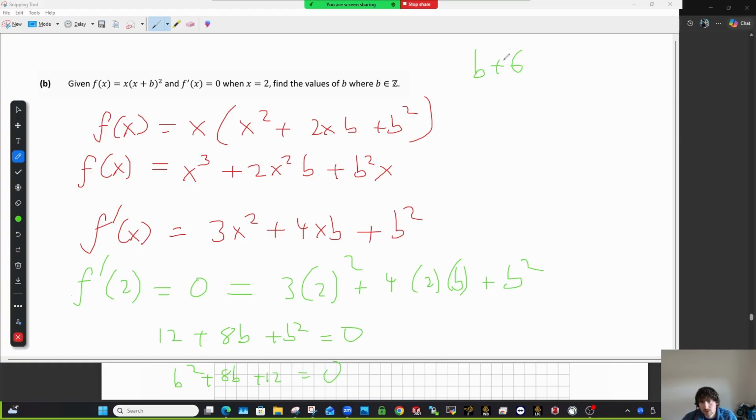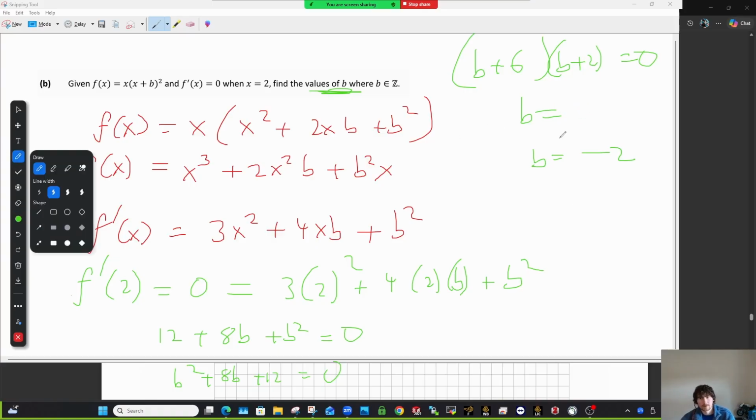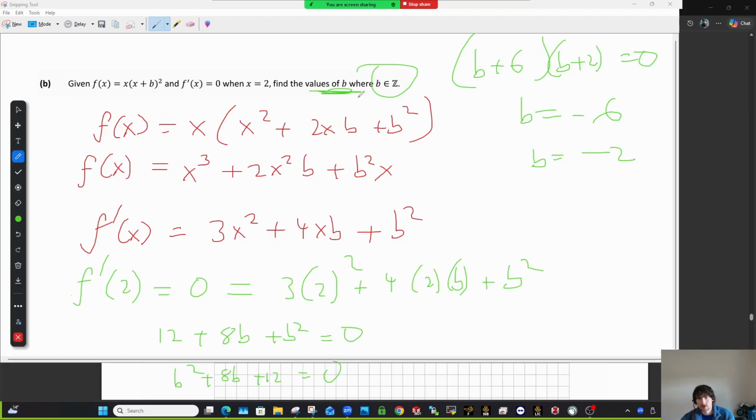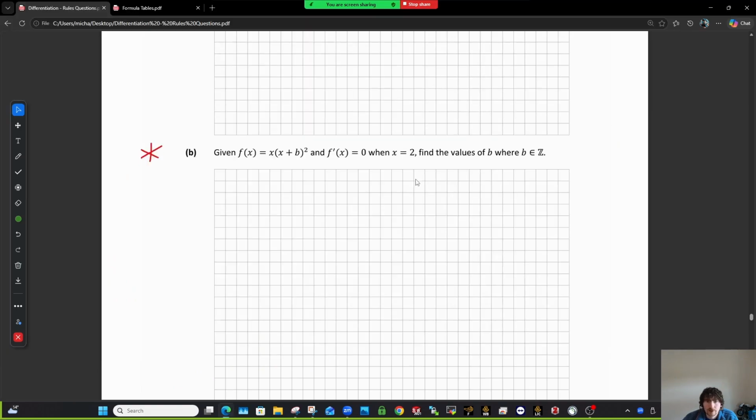So b plus 6, b plus 2. Find the values, plural. So there's 2 answers. b equals minus 6 and b equals minus 2. That's a minus. Okay, and both of them are integers, negative whole numbers. Great.